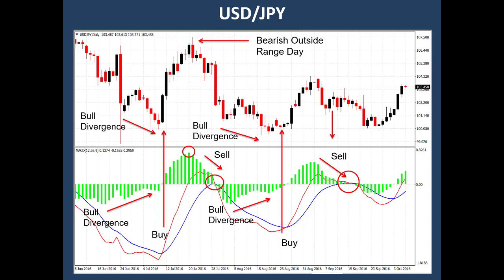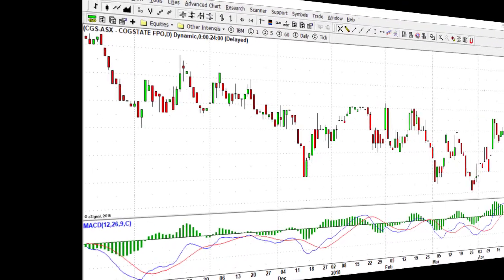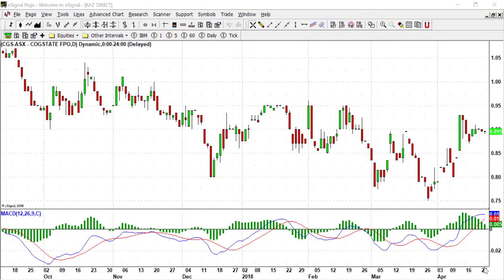So let's look at some stocks that actually have bullish and bearish divergence. So let's start off with two stocks. For one, I would like to use the MACD, and then for the other I would like to use an RSI, which is a relative strength index, just to show you the comparisons between the two indicators.